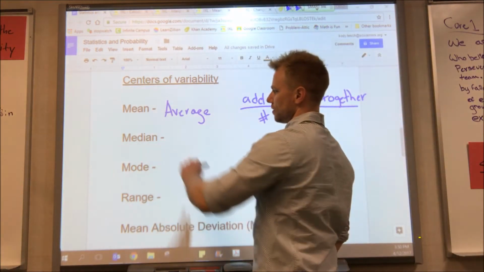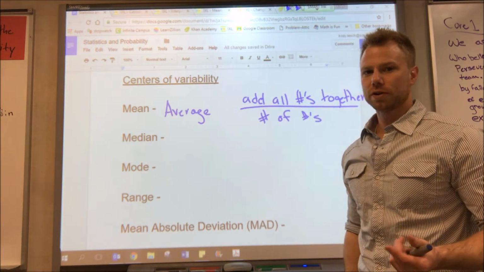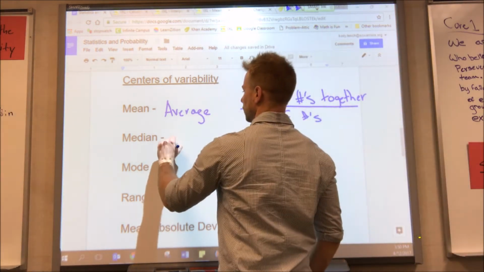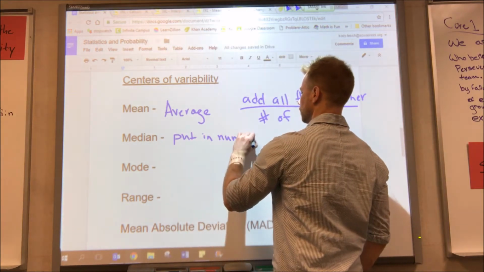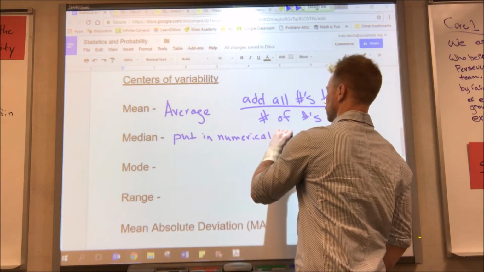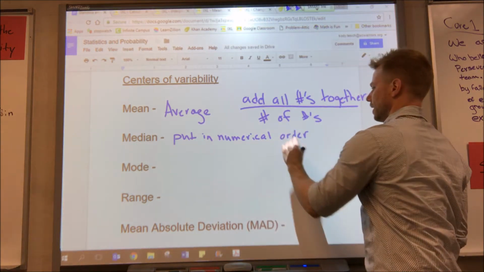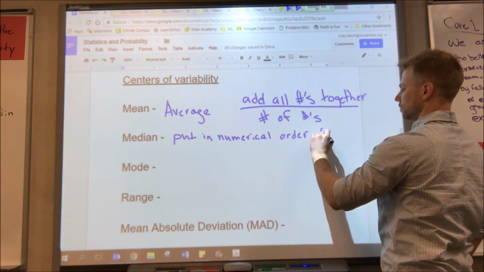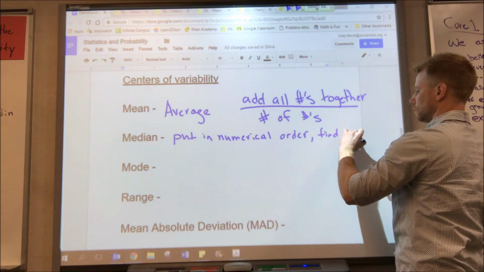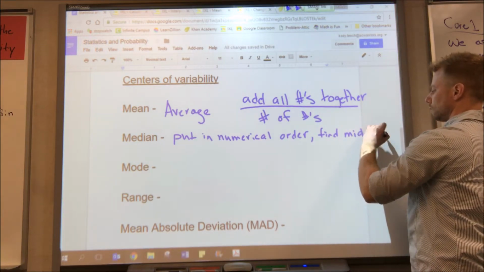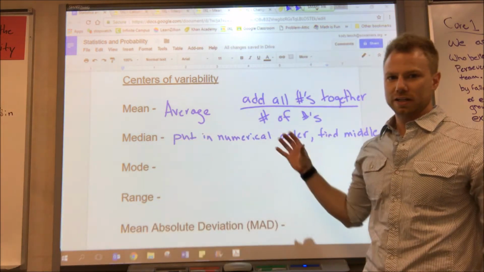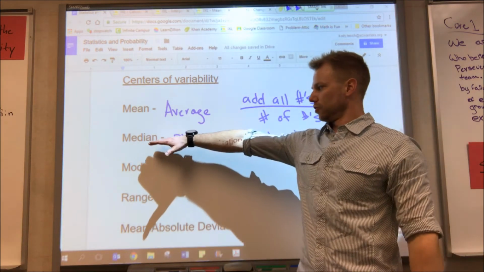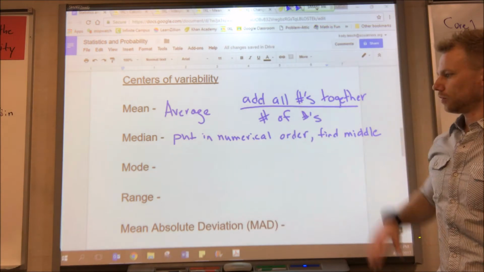Median is the middle, but you have to put them in order from least to greatest, or put them in numerical order, and then find the middle. Okay, the median of the road is the middle. Like on the interstate, it's the grassy part in the middle. So you can remember median is the middle.